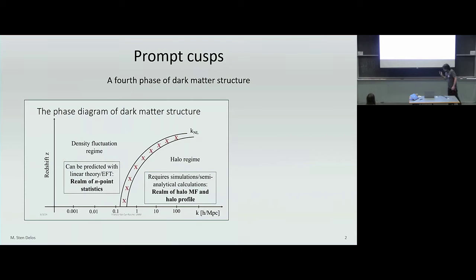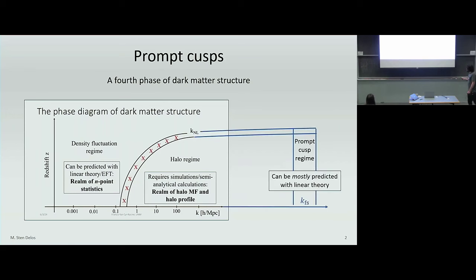So I want to extend this picture down to the free streaming scale. We don't know what the free streaming scale is, but we expect that there is one. So I claim that at the free streaming scale, there's another phase, the prompt cusp phase.